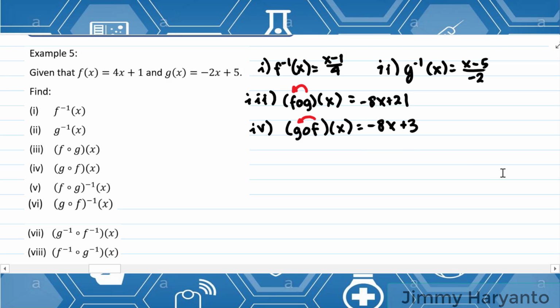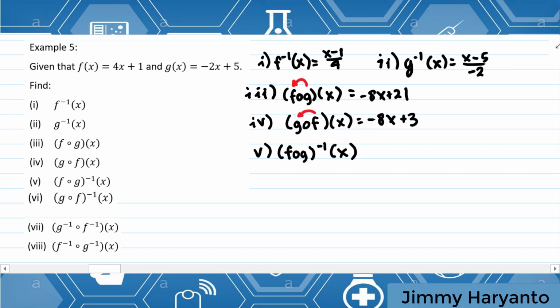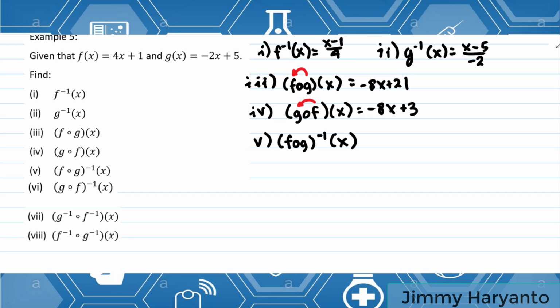There you go. And then the fifth, the question wants us to find (f∘g) inverse x. So this one is the inverse of composite function. Inverse of composite function can be determined by the composite function itself. If the question wants us to find (f∘g) inverse, you have to inverse the f∘g. The f∘g before is f∘g(x) equals negative 8x plus 21.